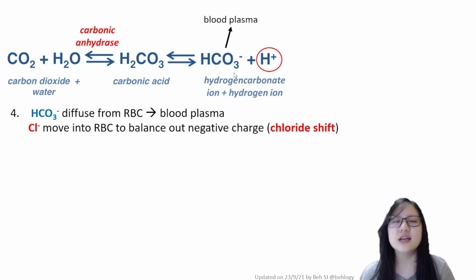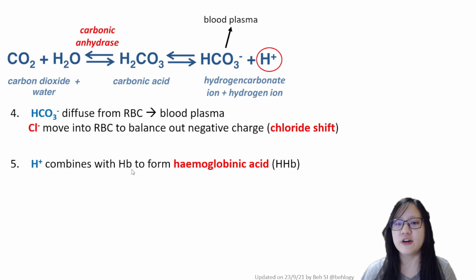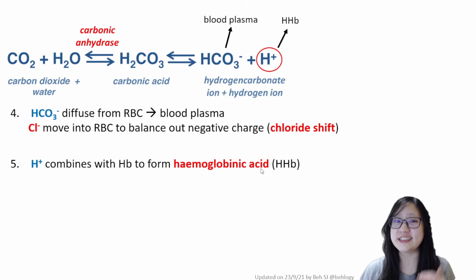What about the hydrogen ion? The hydrogen ion combines with hemoglobin actually. It forms hemoglobinic acid. And hemoglobinic acid here is really the star. It is really the answer we're looking for. This is the cause of the Bohr effect.